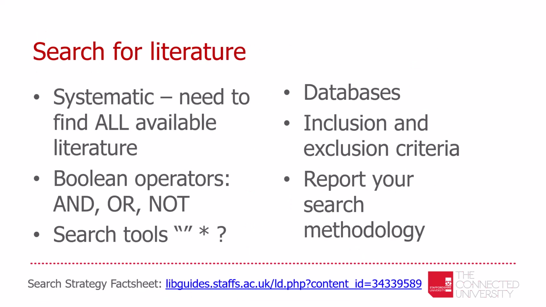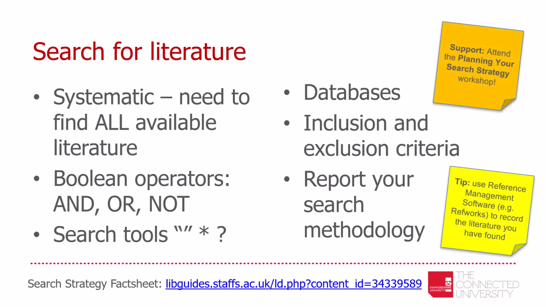Once you've defined your question, you can search for the literature. And this needs to be a systematic search. You need to be able to find all the available literature. That's the point of the systematic review. You're going with a fine-tooth comb through all of the available literature.